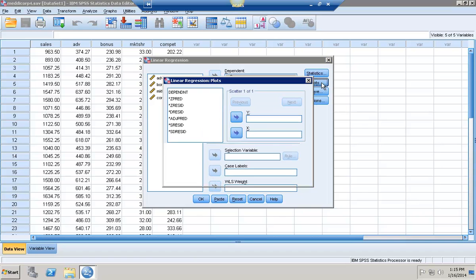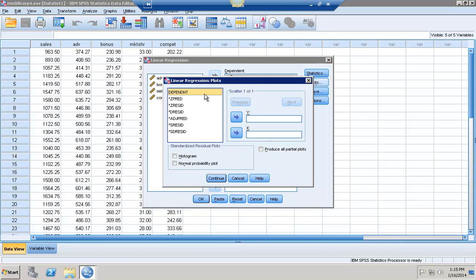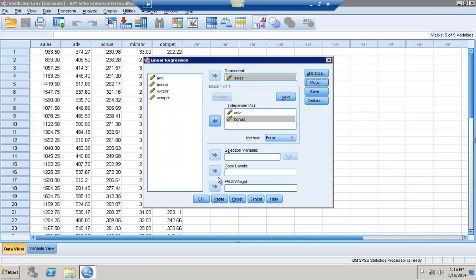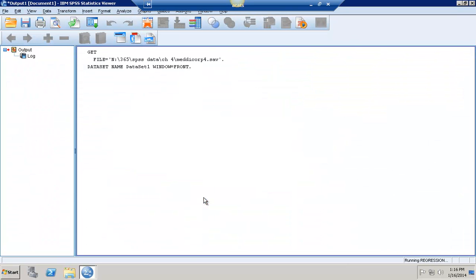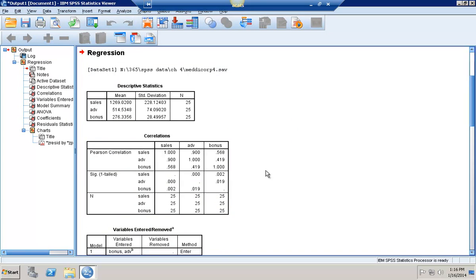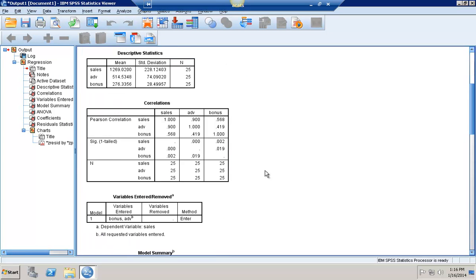Then in plots, I would like to have a standard residual plot. So for my X variable, I'm going to select Z predicted. And for my Y variable, I am going to select Z residual. Okay, and click continue there. And that's all the information I'd like to see in the beginning, so I'm going to click OK. And it generates my information for me.